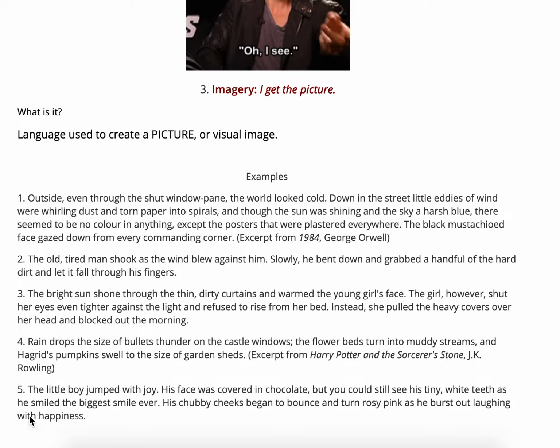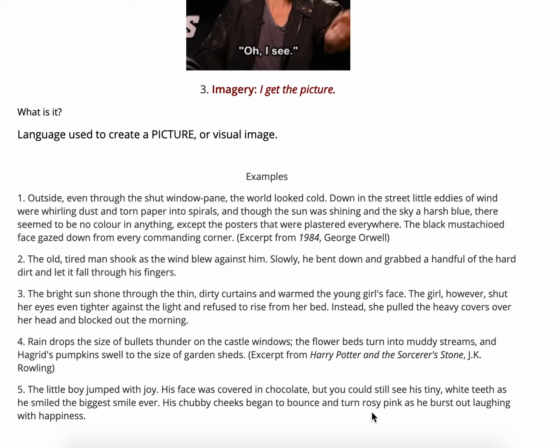Okay, finally, the little boy jumped with joy. His face was covered in chocolate, but you could still see his tiny white teeth as he smiled the biggest smile ever. His chubby cheeks began to bounce and turn rosy pink as he burst out laughing with happiness. So I don't know about you, but the minute I start reading that, I picture a cute little boy with these big old cheeks, right?